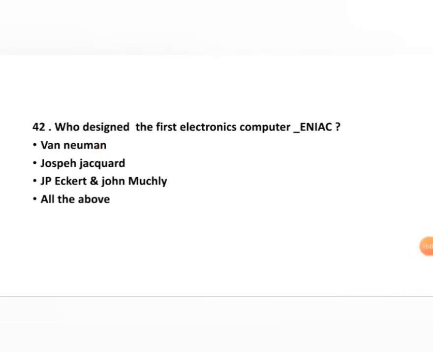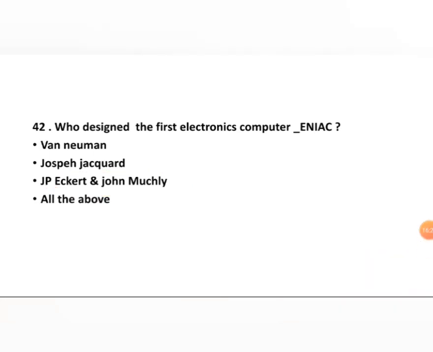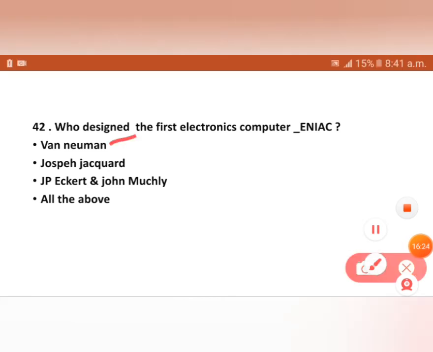One more question is, who designed the first electronic computer ENIAC? Von Neumann, Joseph Jacquard, J.P. Eckert, and John Mauchly, all the above. The correct option is option number C, J.P. Eckert and John Mauchly. And regarding the first, Von Neumann, he introduced the architecture of computer or stored program.